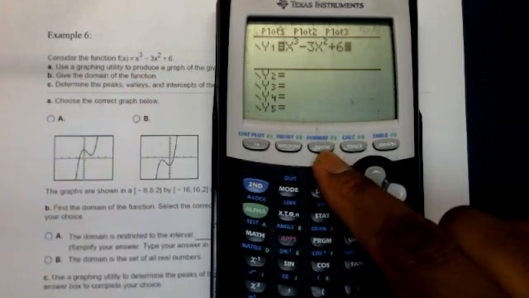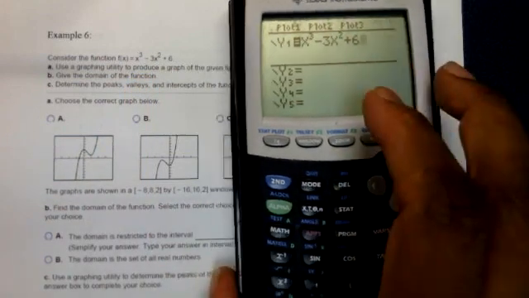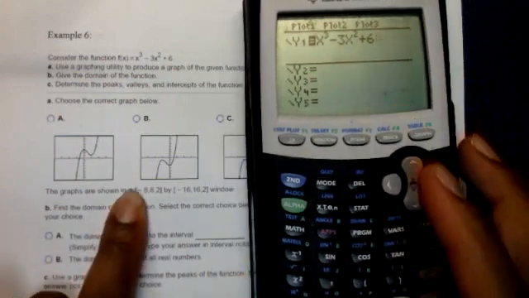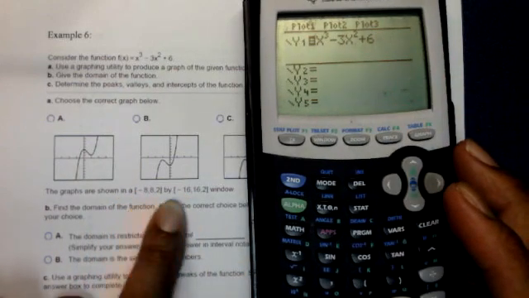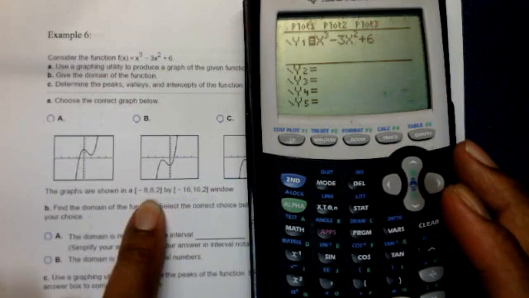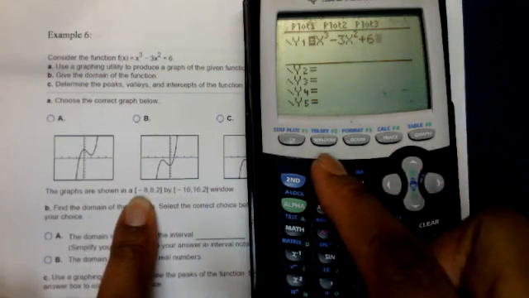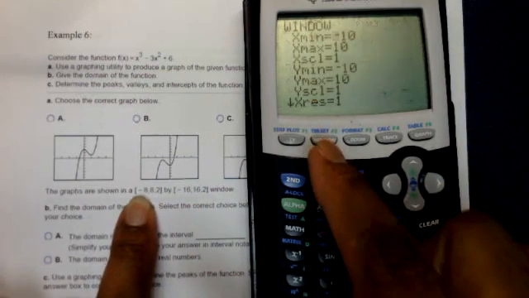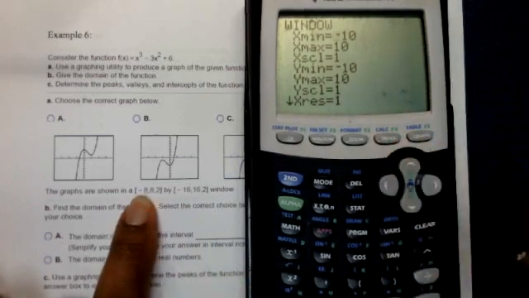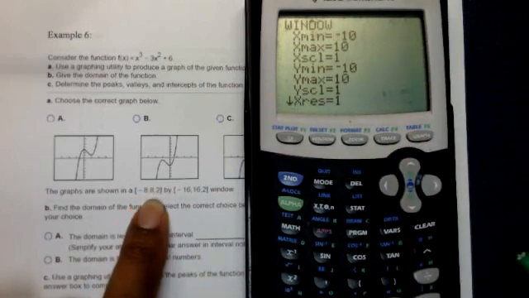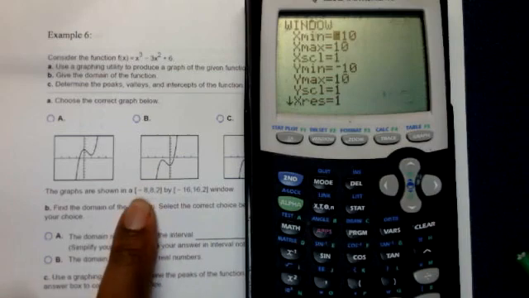And I'm going to do, now notice down here, they give you the window to use. So to type in this window in our calculator, I'm going to press the window key at the very top. The -8, 8, and 2 represents the x and the range for that x. So from -8, that will be my x min.